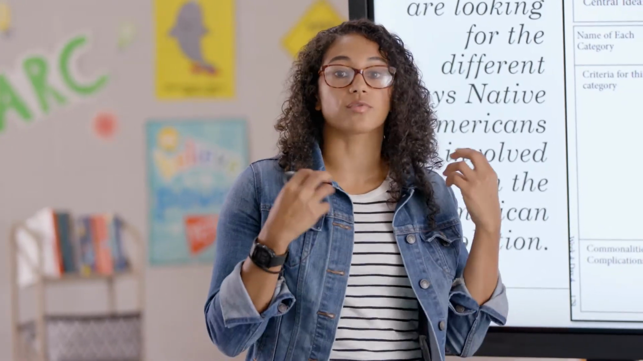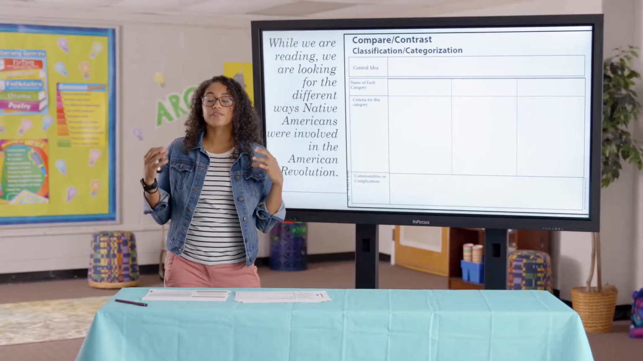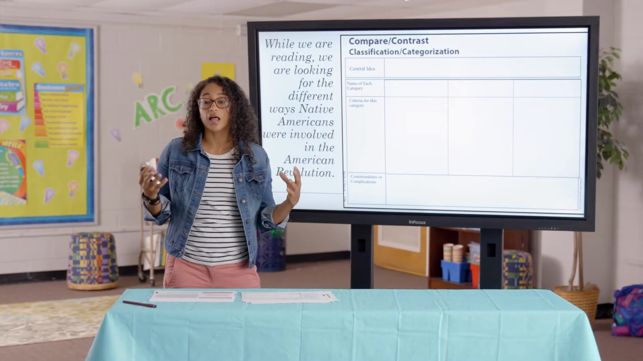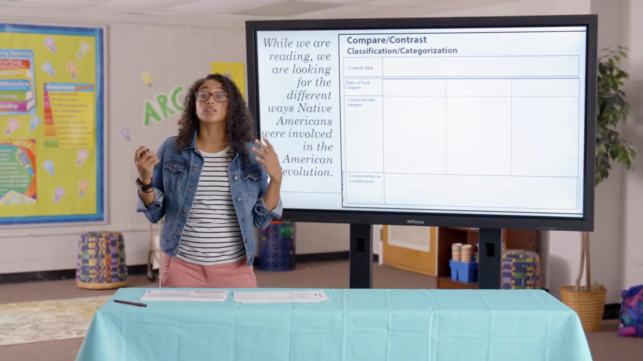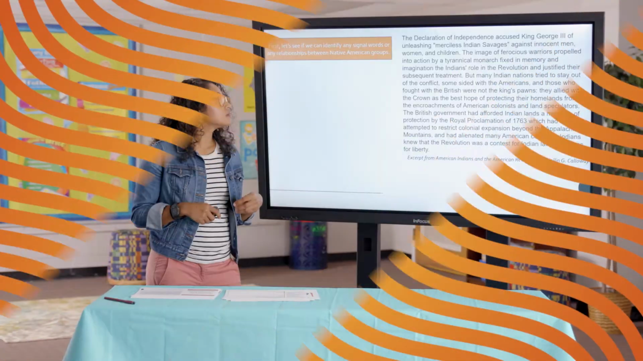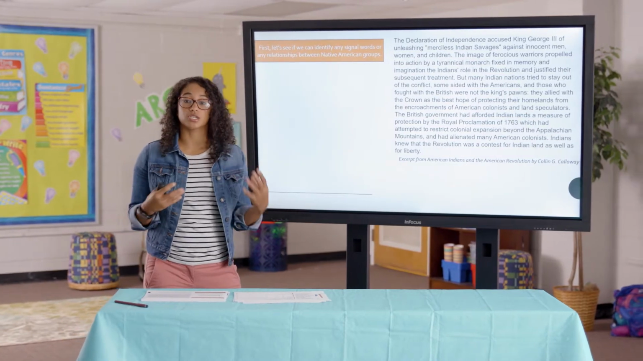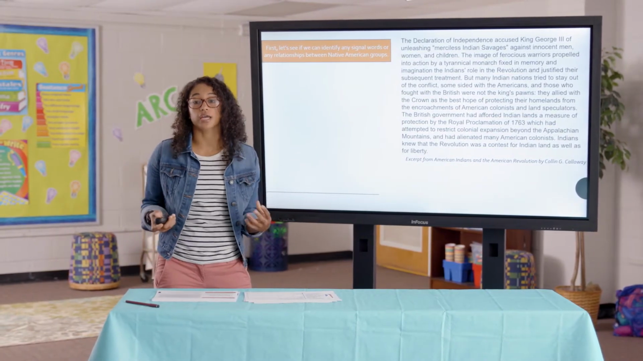So I went through and I looked at all of my research resources, and I found this article called American Indians and the American Revolution by Colin G. Calloway, and it had a lot of information about the different ways that Native Americans were involved. So I went ahead and pulled that text, and that's what we're going to read from today. So the first thing that we're going to do is identify any signal words or relationships. So while I'm reading, be on the lookout for that.